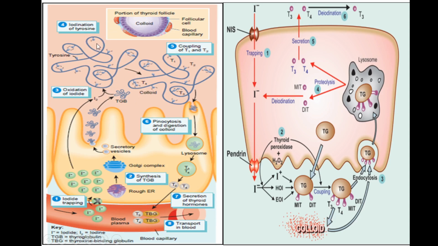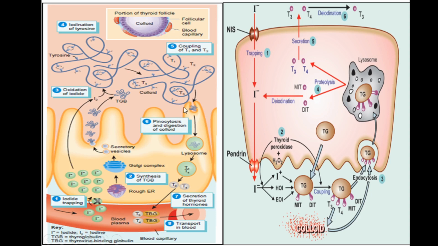After iodide organification, the next step takes place, that is coupling of T1 and T2. Two molecules of diiodotyrosine combine with the thyroglobulin to form T4. Similarly, one molecule of monoiodotyrosine and one molecule of diiodotyrosine combine to form T3.